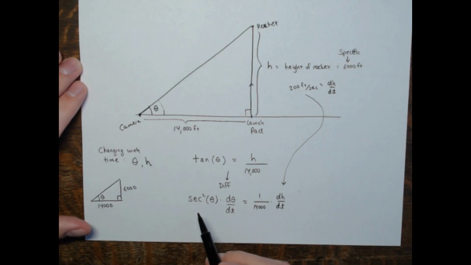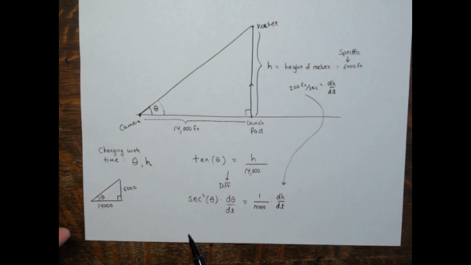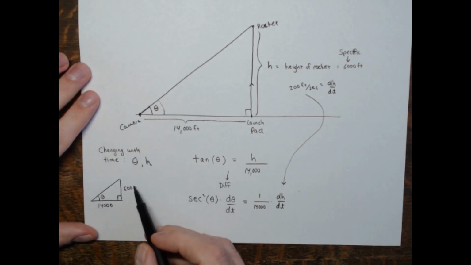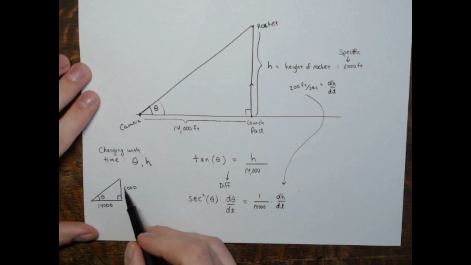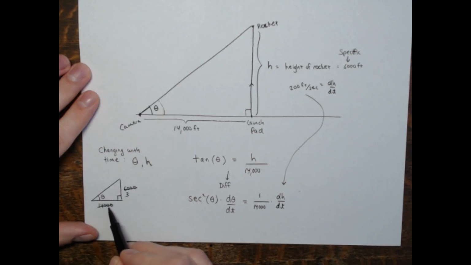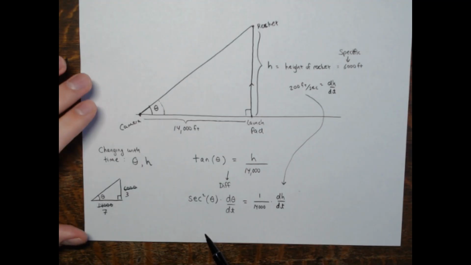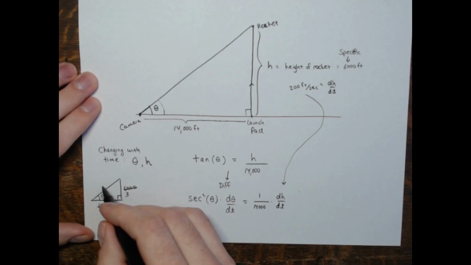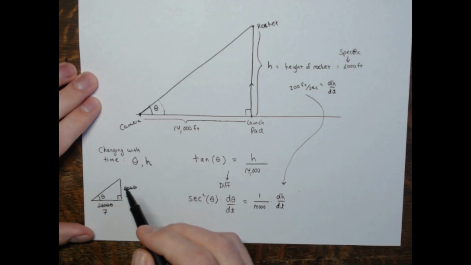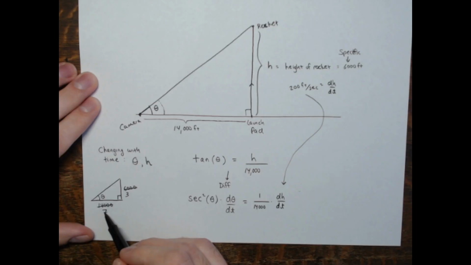Remember, secant is the reciprocal of cosine, so it's hypotenuse over adjacent. So I need the hypotenuse here. Now you can scale these down by 2,000, right? This is 2,000 times 3, and this is 2,000 times 7. Scale it down a bit and you'll have the same trig ratios. And so this hypotenuse, when scaled down, it's 9 plus 49 is 58, so the square root of 58.